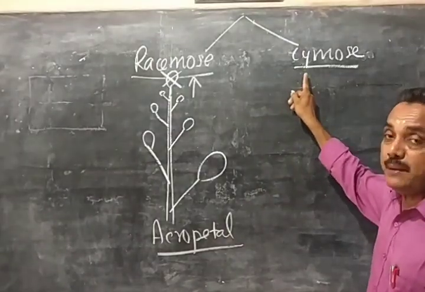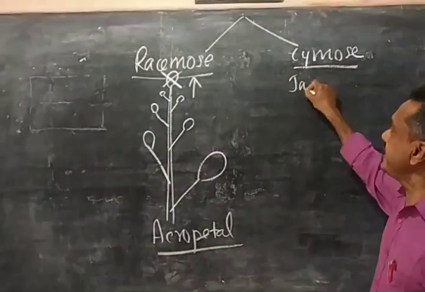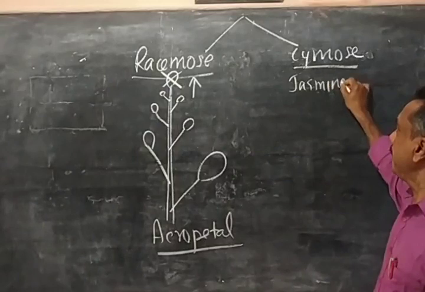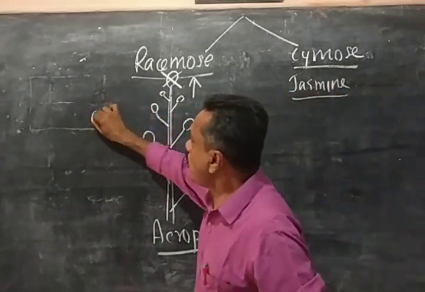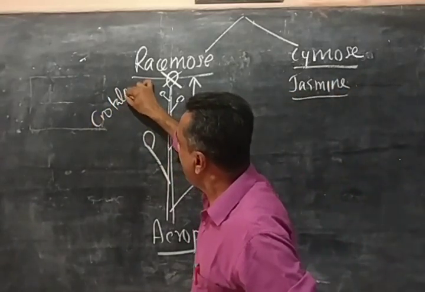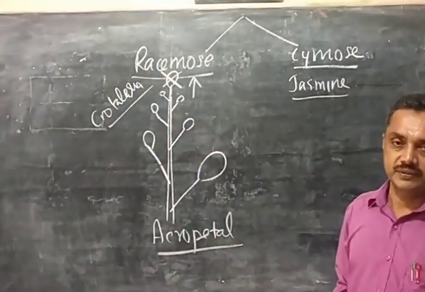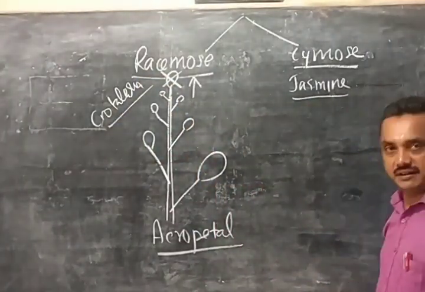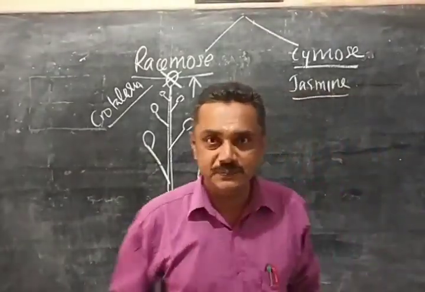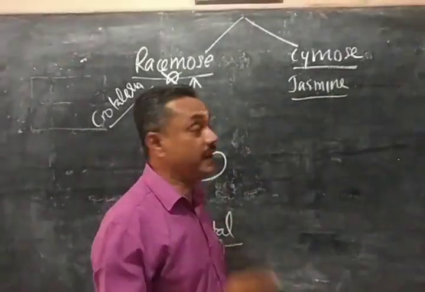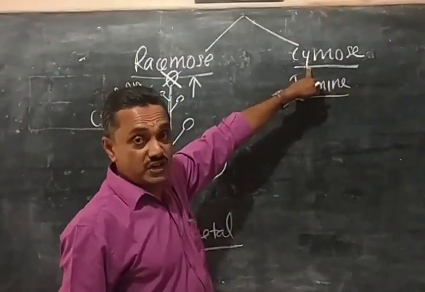Whereas in cymose inflorescence, as in the case of jasmine, here the example is Corolla, which is a typical example. I will show the plant later on. Corolla. And in the case of jasmine flower, the example is cymose inflorescence.